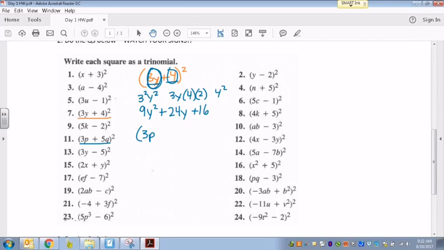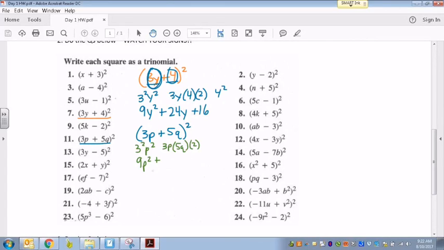Okay? Let's do one with a double variable, just to get another example here. So 3p plus 5q squared. Even though it looks a little different, nothing changes about the procedure. We square the first term, so it would be 3 squared p squared, which is 9p squared. Plus, we multiply the first two terms, 3p times 5q, and double it.